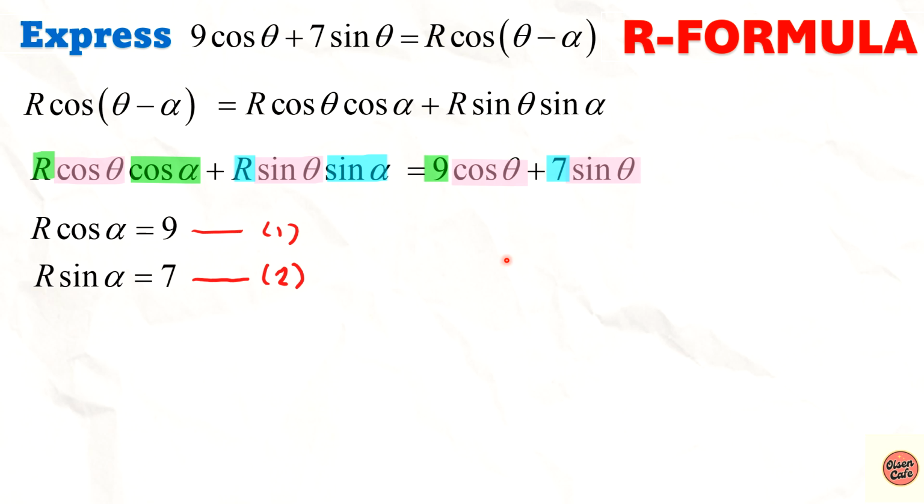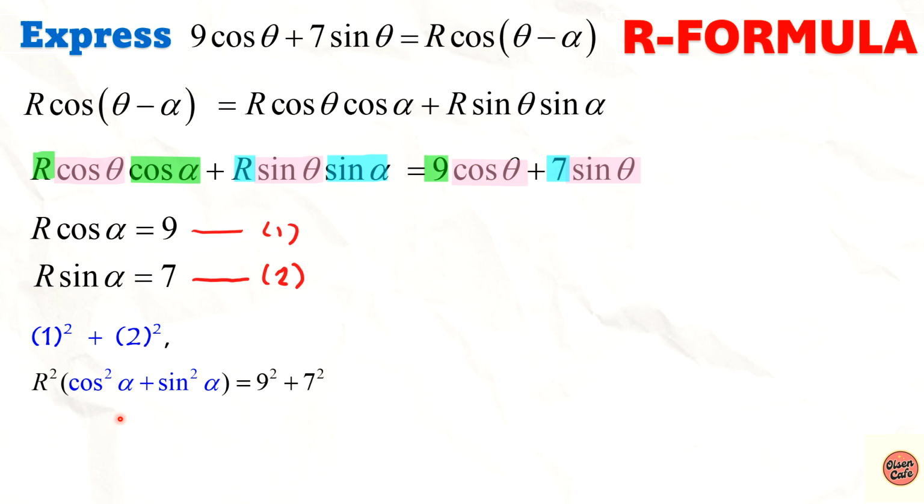Now I'm going to form relationship. So what I'm going to do here, for these two equations, I'm going to square them, and add them together. So what will I have? So if I square both equations, which means for equation 1, I will get r squared cosine square alpha. And the second equation, I will get r squared sine square alpha. So if I'm going to sum this together, this will give me r squared bracket cosine square alpha plus sine square alpha. This is equals to 9 squared plus 7 squared.